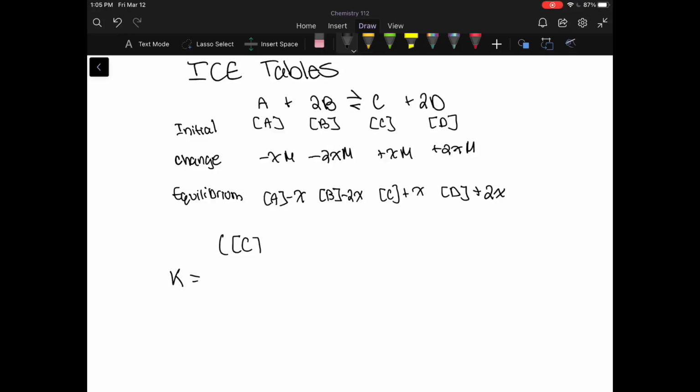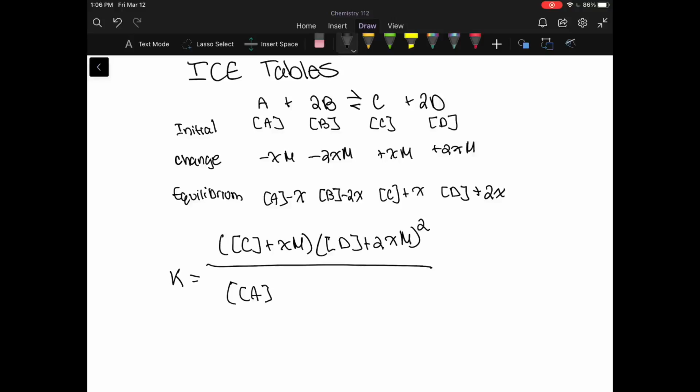These numbers can then be used to calculate the K by placing the products on top and the reactants at the bottom and putting the coefficient in the balanced equation as the exponent.